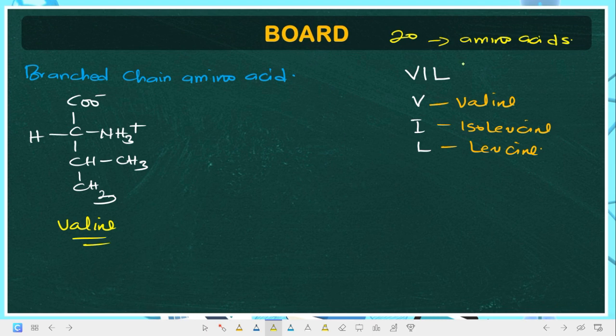The structure of valine is branched. That is why it is classified as a branched chain amino acid. If you look at this carbon here, it has a branched CH3. This is the straight chain. Then you have another CH3 here at this corner, which is branched. Hence, it is considered a branched chain amino acid. Exactly. Now, the next one we are going to look at is isoleucine.